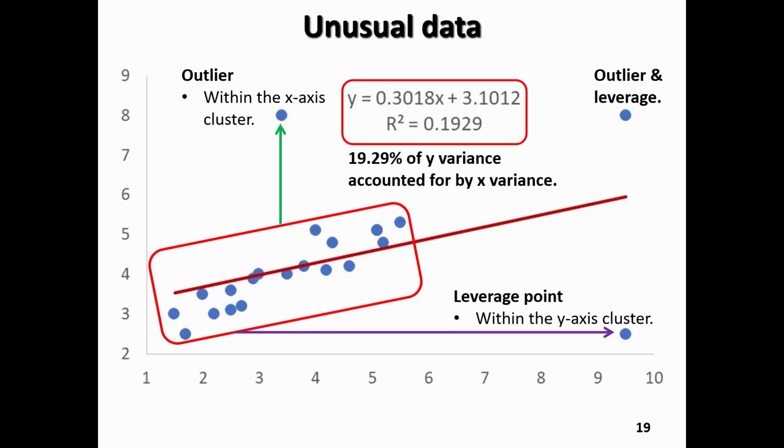And at the top right-hand corner, here we have a data point that is both an outlier and a leverage point. So for the next few slides, we're going to generate scatter plots to show how these data points can affect the overall regression analysis.